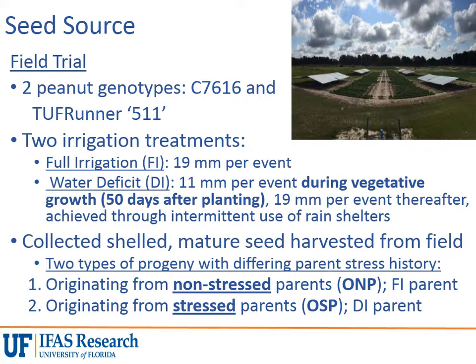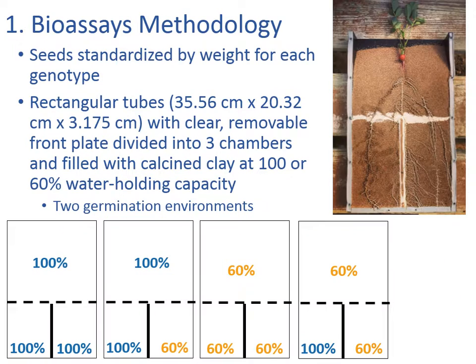So that gave me 2 different types of progeny: those originating from a non-stressed parent, or the ones that received full irrigation, and those that originated from the stressed parents, or the ones that had received that water deficit. We standardized all of these seeds by weight, so we wouldn't have any effect of seed size on our root system during this early seedling stage.